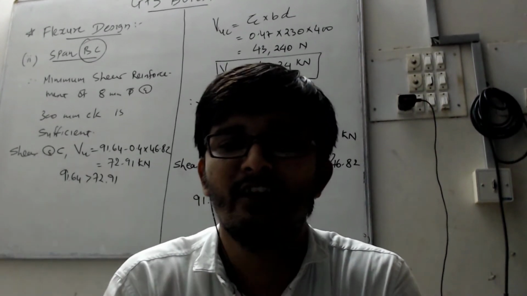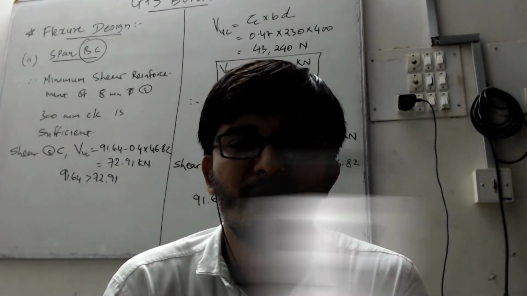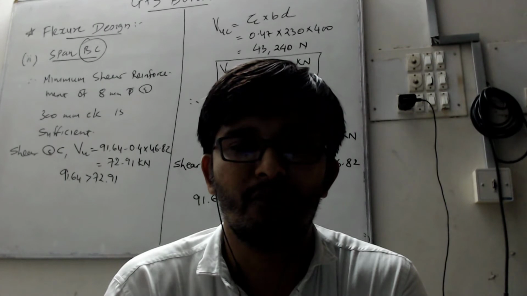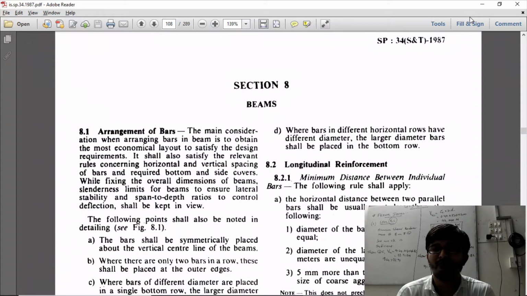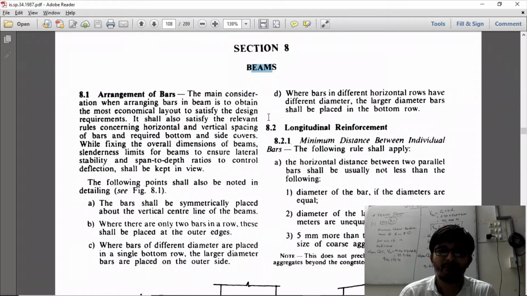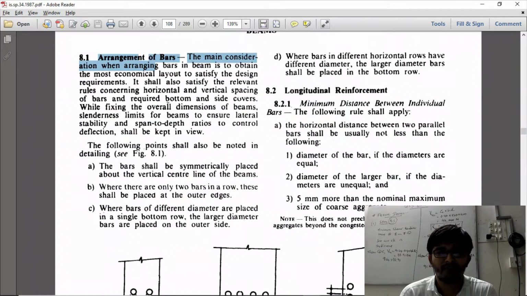So for that, we need to go to SP34 IS code, right? So let's go to SP34 code, which I already have opened. As you can see on your screen, SP34 code is there, and we need to go to section number 8, right? In section number 8, it is specially for beams. Section number 8 is specifically for beams. So first is for arrangement of bars, right? So how do we arrange the bars, right?